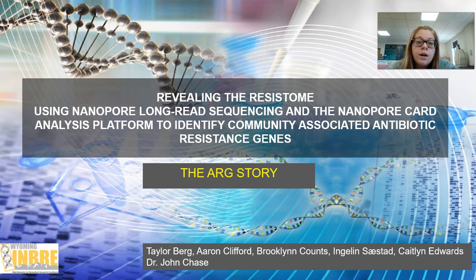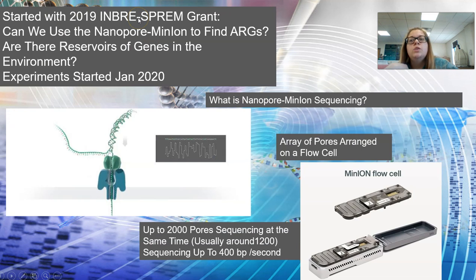Our research was focused on identifying community-associated antibiotic-resistant genes, and we did this using the nanopore sequencing platform. We started with a 2019 INBRE SPREM grant, and we had a few different questions we were trying to answer. Can we use the nanopore MinION to find ARGs or antibiotic-resistant genes? And are there reservoirs of genes in the environment? Our actual project started in the fall of 2019, but our experiment started in January of 2020.